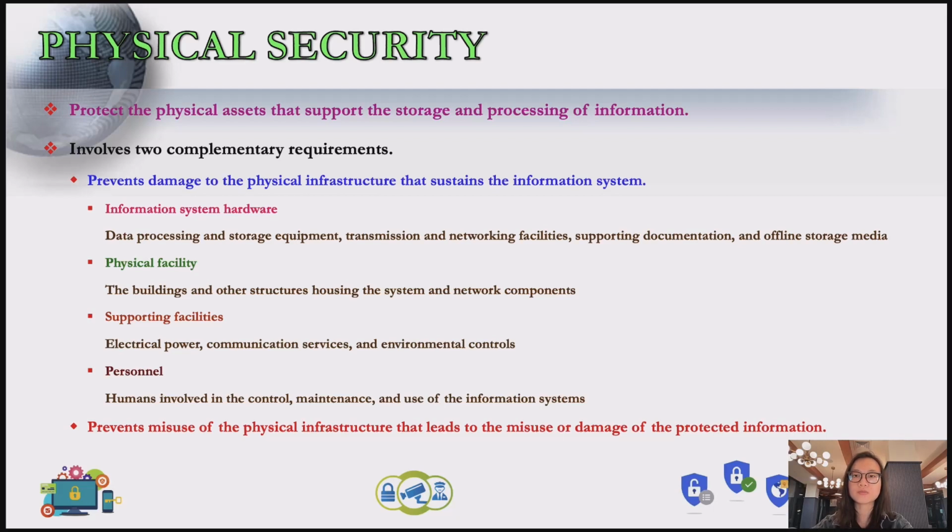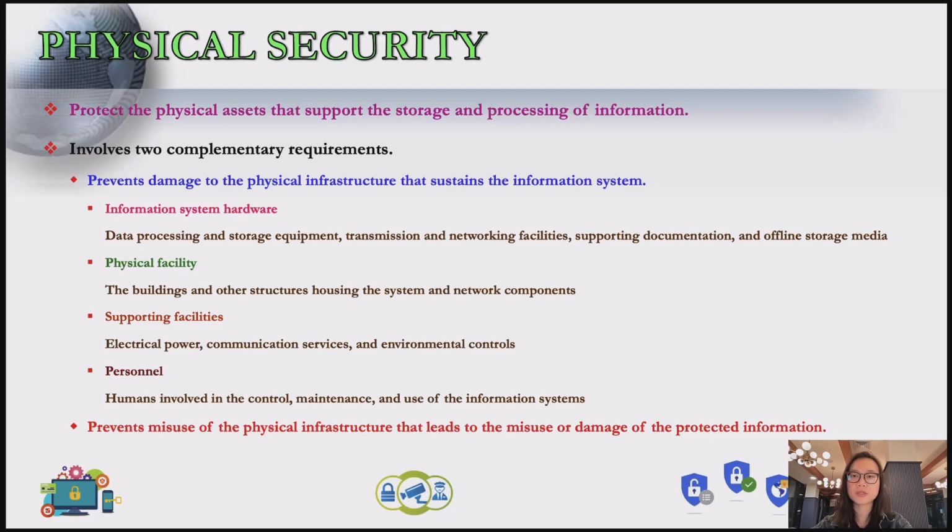In broader terms, the infrastructure includes four components. The first one is information system hardware. It includes data processing and storage equipment, transmission and networking facilities, supporting documentation, and offline storage media. Physical facility is the second component. The physical facility is the buildings and other structures housing the system and network components.